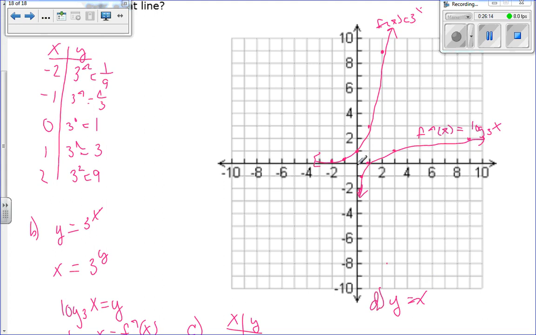And if you remember when we first did this, I showed you that. And that is the line, right? Because when you look at the graph, you can see that if you fold it on that line, it is indeed a reflection. Alright, that is everything that's on the graph.